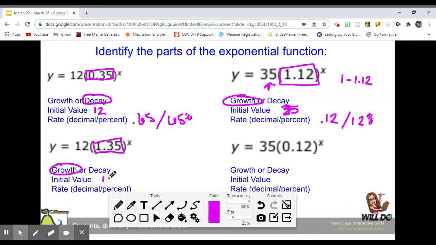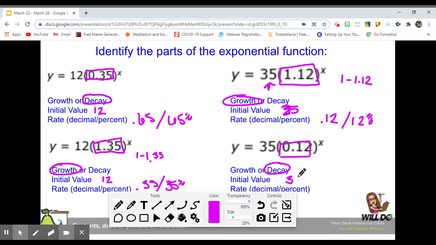My initial value is 12. And my rate, if I take 1 minus 1.35, I would get 0.35, and written as a percent is 35%. Okay, last one, growth or decay. I have 0.12, which is less than 1, so that's a decay.